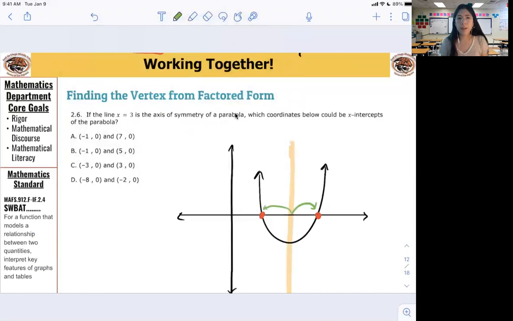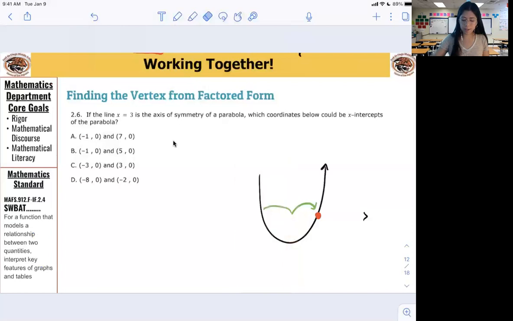Okay, so if the axis of symmetry is 3, the line x equals 3 is the axis of symmetry. What could be the x-intercepts of that parabola? You're looking for a pair of numbers that are equally apart from the line x equals 3. Whatever they are, they have to be equal on the left and to the right of the number 3. So start looking at those answer choices. Think about it for about 30 seconds, but then we're going to do it together.